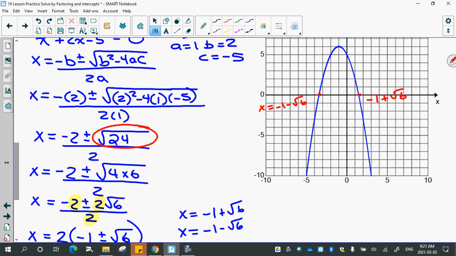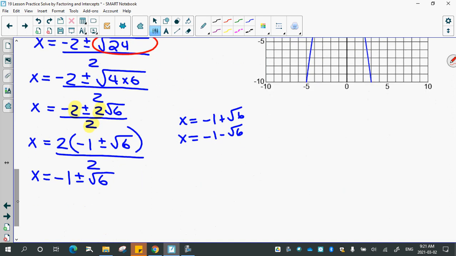Okay? And we'll see how to put this one in intercept form. That's our next lesson. Okay? When you get a harder intercept, that's what we're doing in our next lesson.